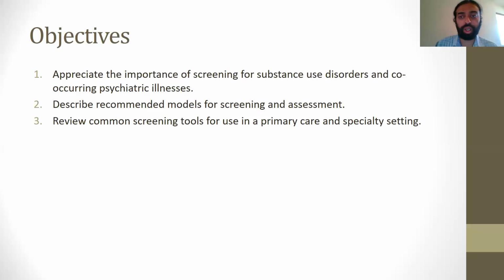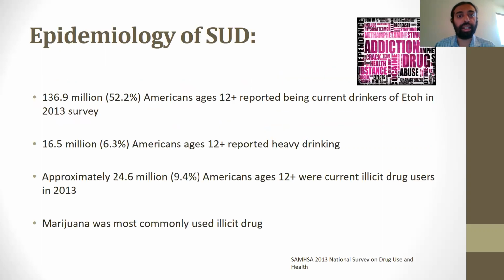So we're gonna really start with why it is important to screen for substance use disorders and for co-occurring psychiatric illnesses. Then we're gonna go a little bit into some of the recommended models for screening and assessment, and review some of the common screening tools that may be used in primary care and specialty settings.